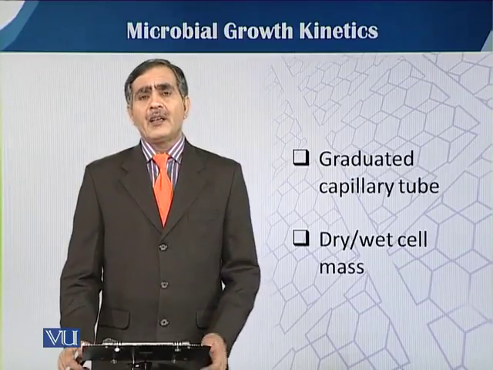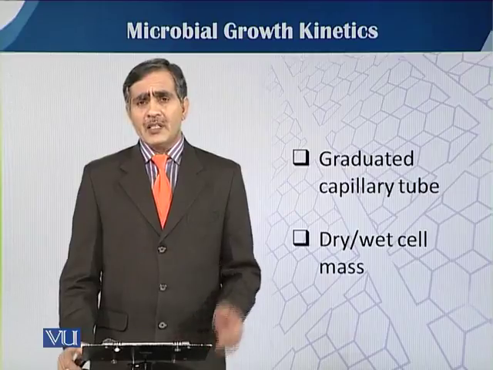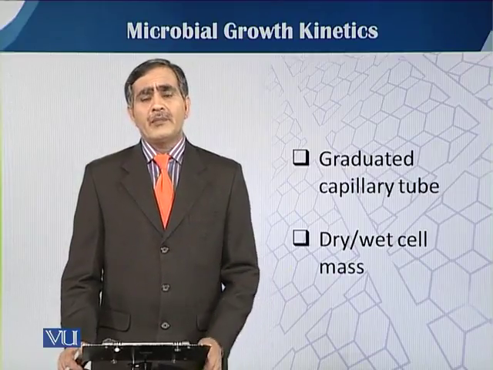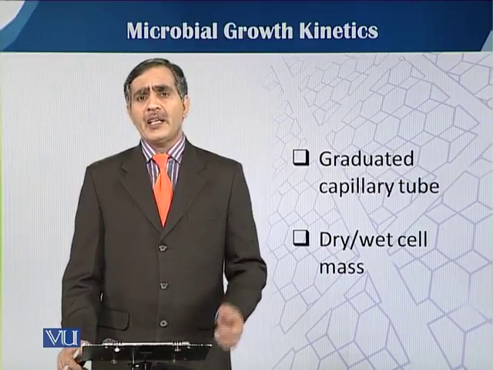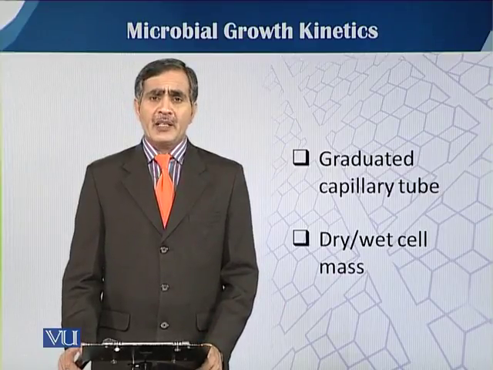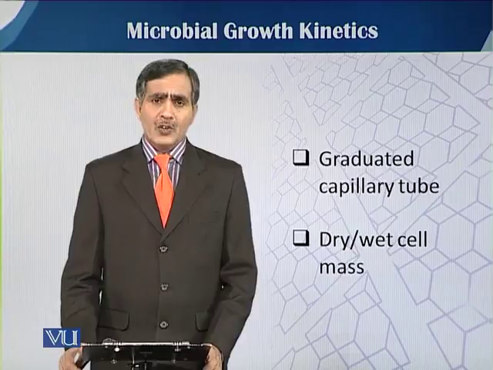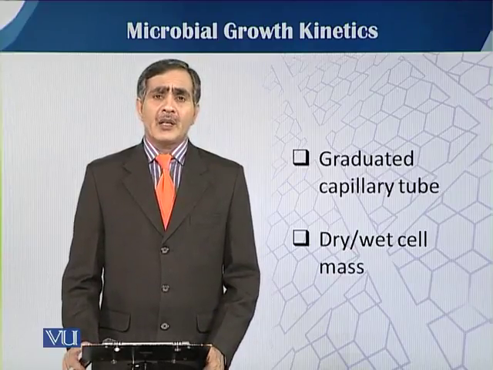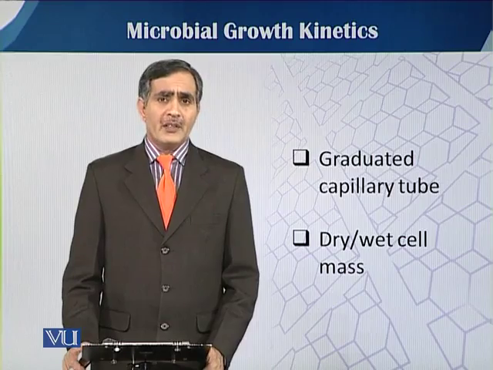In the same way, for the dry and wet mass, we just centrifuge and then weigh the pellet as a wet mass, or we dry it in an oven and then we can estimate the dry weight of the cells. So, by these 6 different methods, we can estimate the growth in any fermentation vessel.